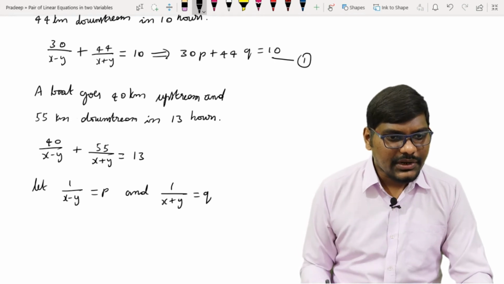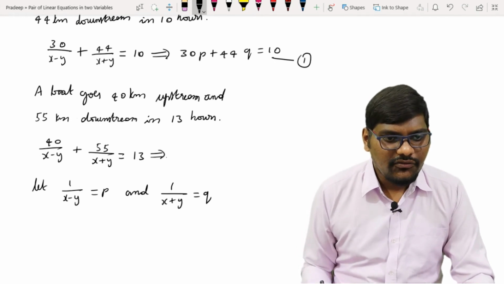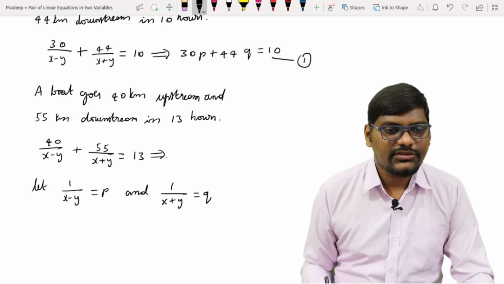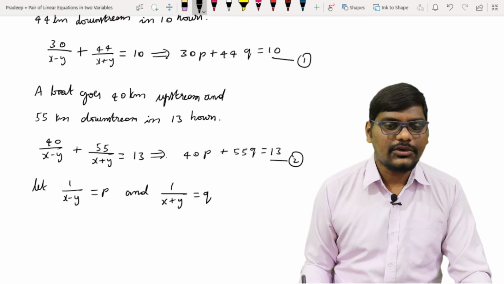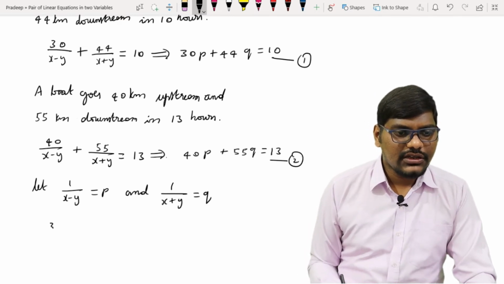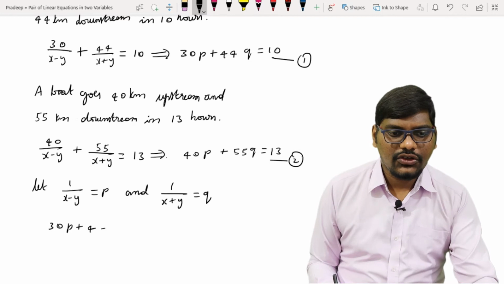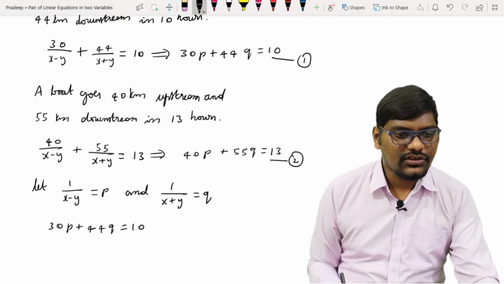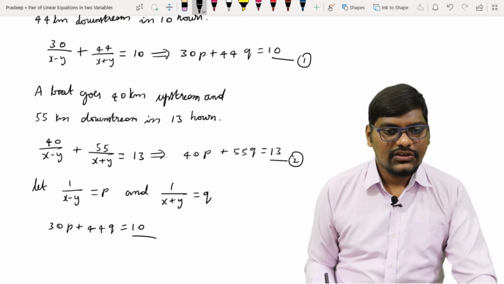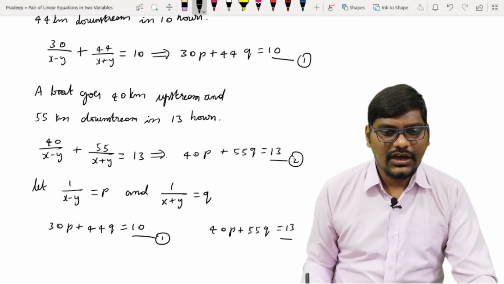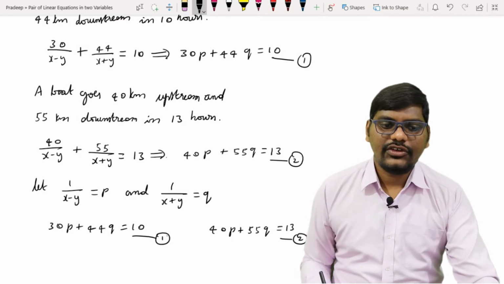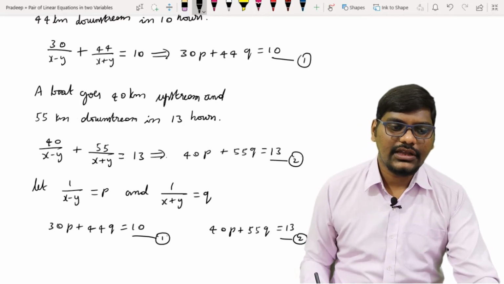Now even this particular equation we can write it as 1/(x-y) becoming p, so I can write 40p + 55q = 13 as the equation which is formed. Both of the equations we will write here: 30p + 44q = 10 is the first equation. What is the next equation? The second equation is 40p + 55q = 13. Now if we solve the first and second equations, then we will get the solution.